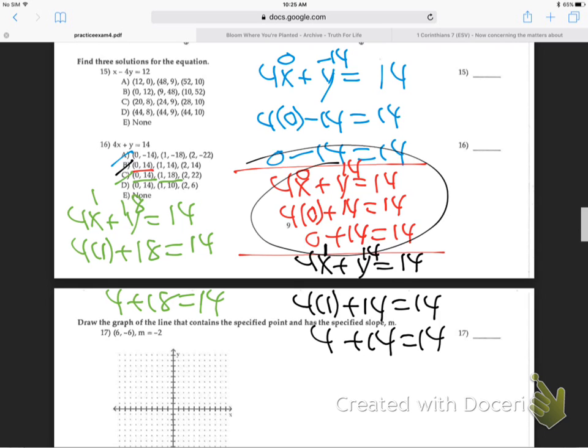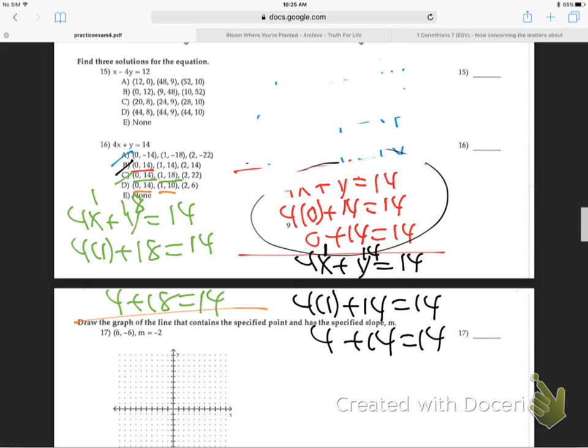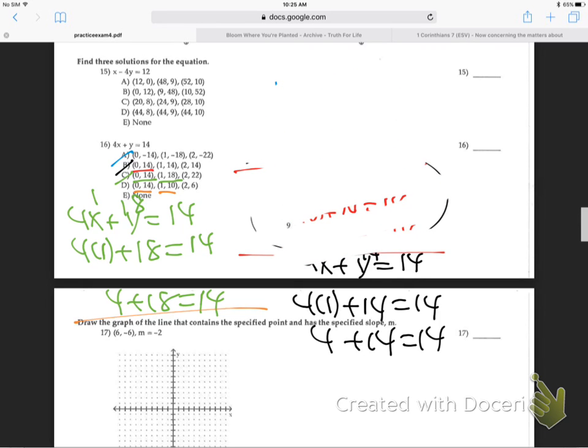So now for D, 0, 14 is good. We already know that. Let's try the 1, 10. So I'm running out of room here, so I'm going to come up here maybe. Yeah, that one works. Does that one work? This is our winner, huh? It's either this or none of the above. Have we even had none of the above yet? Later. Later, coming soon, huh?